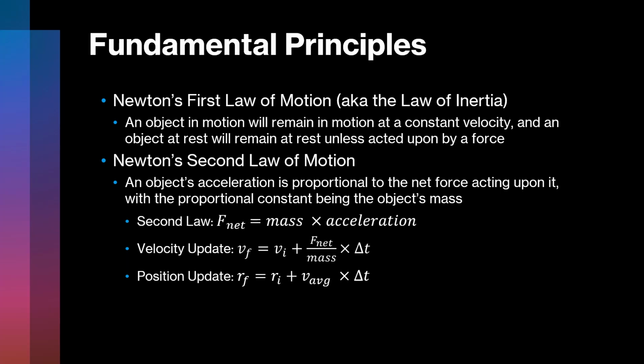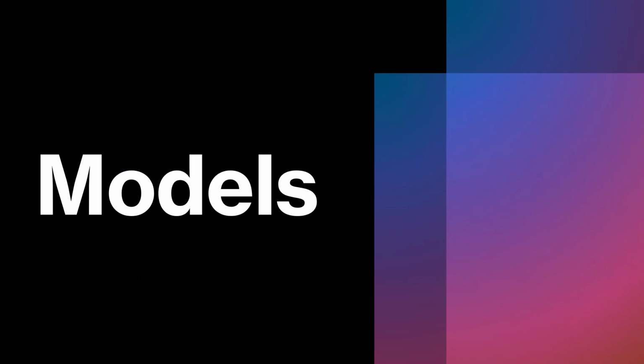Some fundamental principles adjacent to this experiment are Newton's first law of motion: an object in motion will stay in motion at a constant velocity, and an object at rest will stay at rest unless acted upon by a force. There's also Newton's second law of motion, which is that force is equal to mass times acceleration, and that can be used to derive the velocity update and position update formula, both of which are central to our computational model.